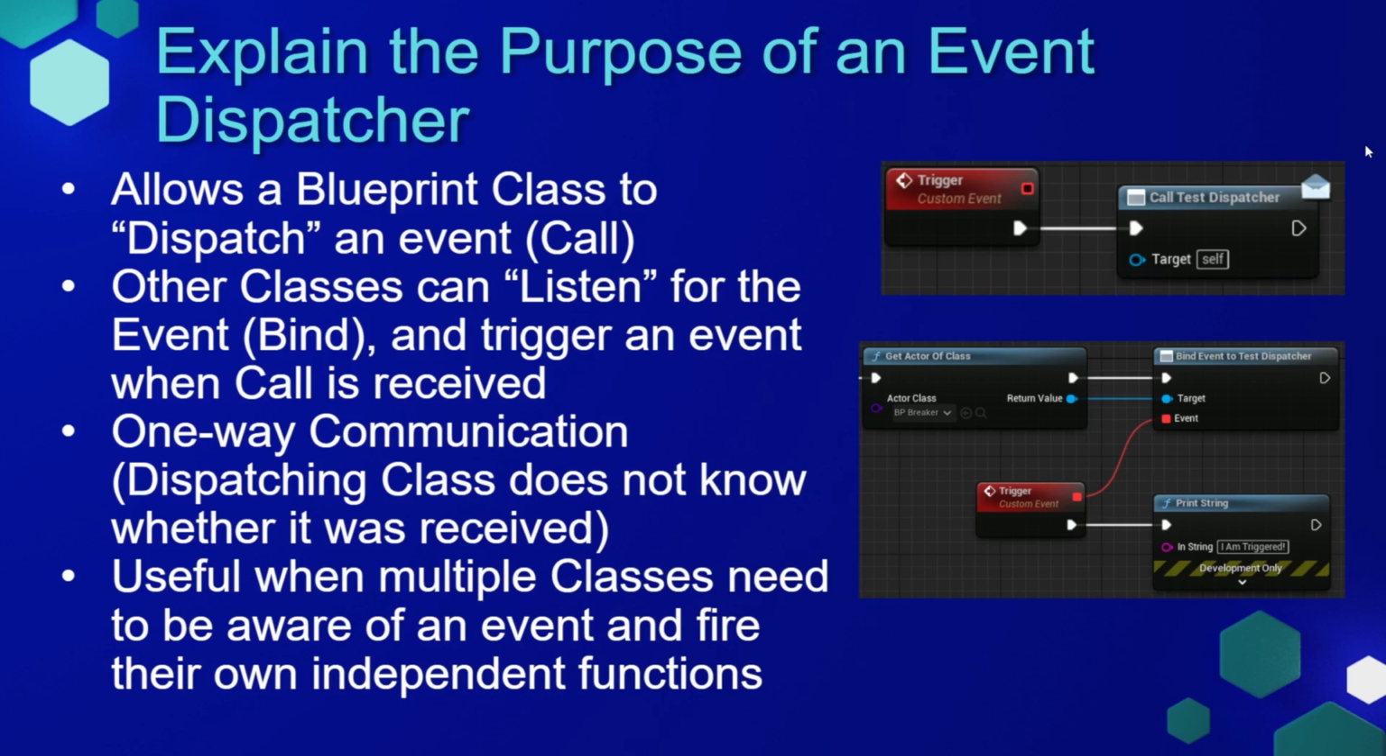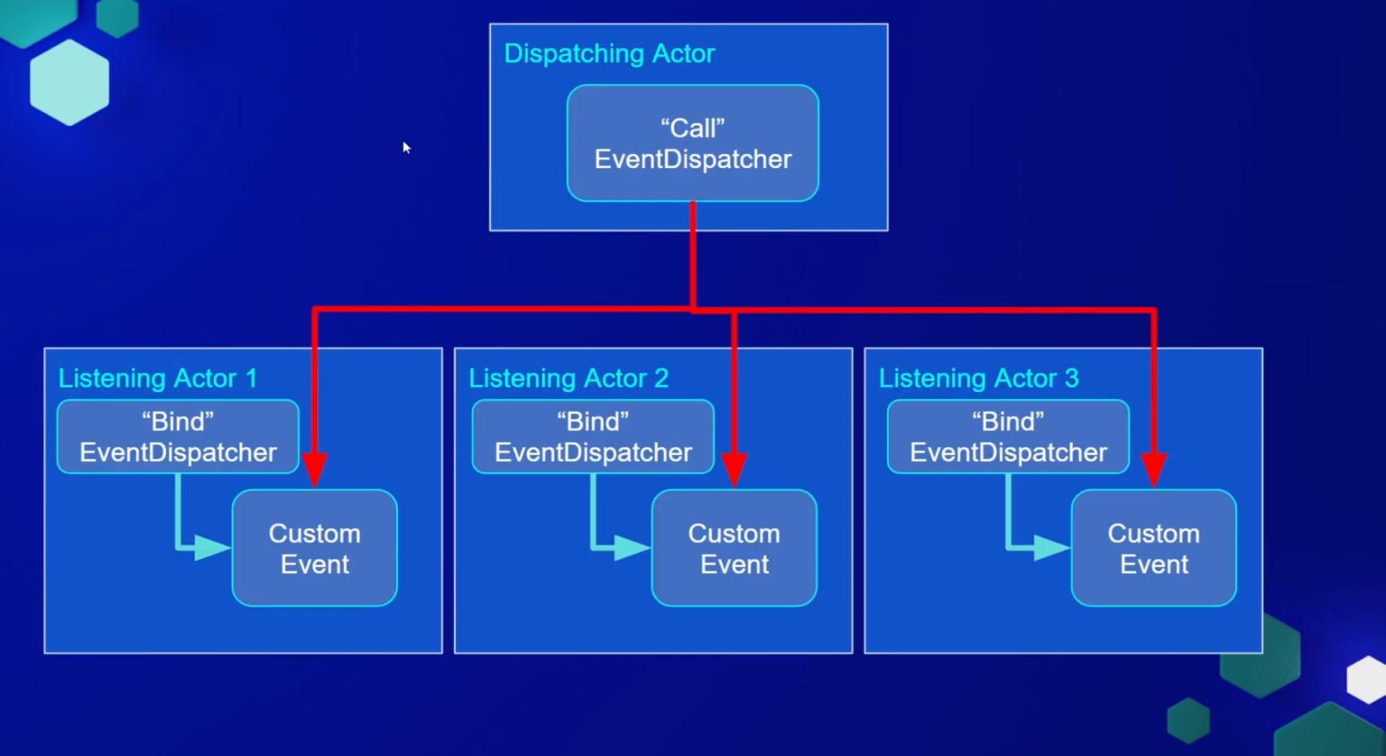Now, this has several benefits, but one of the biggest benefits is that it's a one-way communication, meaning the dispatching class does not need to know whether the message was received. It sends out the message or calls it, and then any other listening actors can perform their functionality independently of the actor that is calling the event. And this is very useful when multiple classes need to be aware of an event and then fire their own independent functionality. And this is a quick diagram of how it all works.